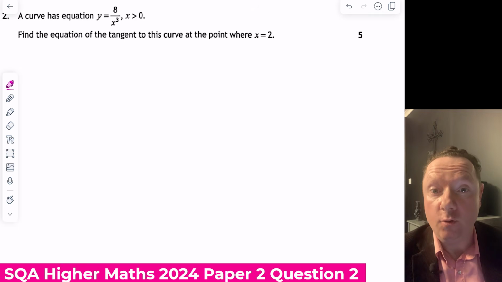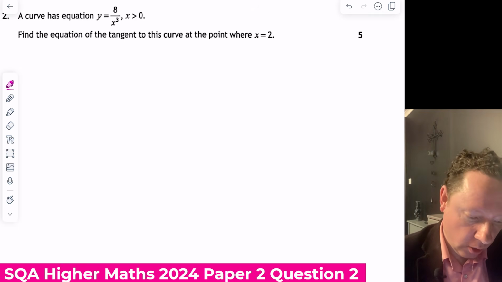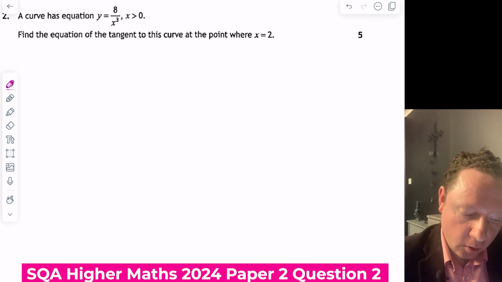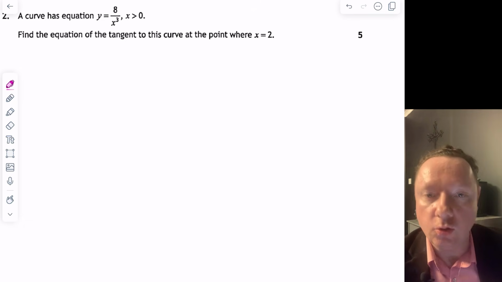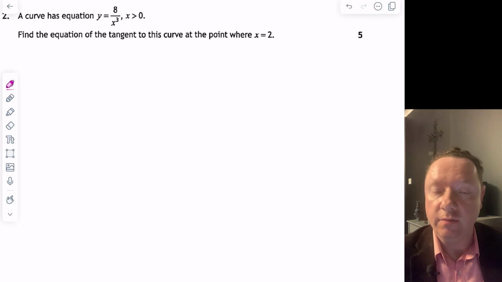SQA Higher Maths 2024 Paper 2 Question 2. A curve has equation y equals 8 over x cubed, x is greater than 0. Find the equation of the tangent at x equals 2. So equation of the tangent means differentiation to find the gradient, and then sub x into y to find the point, and then use straight line stuff as normal.